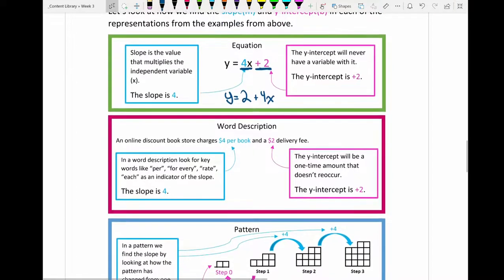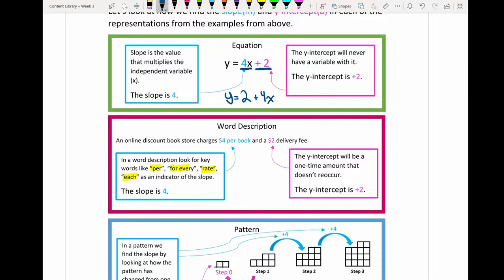In a word description, an online discount bookstore charges $4 per book and a $2 delivery fee. When we're looking for the slope, or the m value, look for a word description or keywords such as per, for every, the rate, or each. And that's usually a good indicator of the slope, right? Because in this case, we're talking about $4 per book, so it's going to increase every time we add a book, it's going to increase by 4.